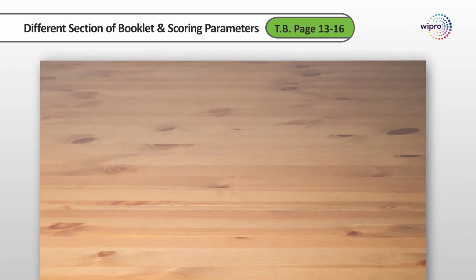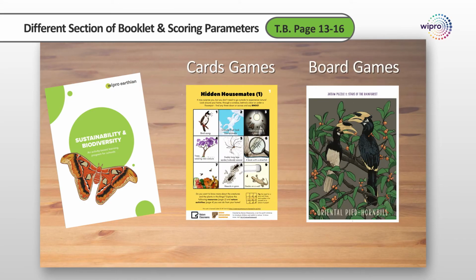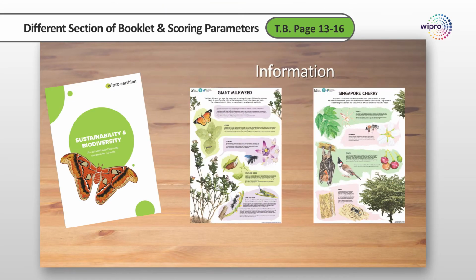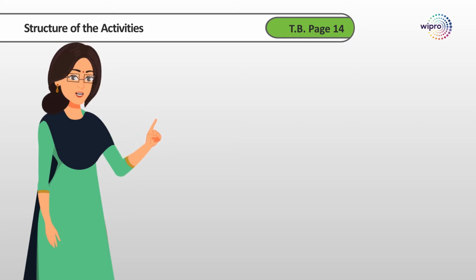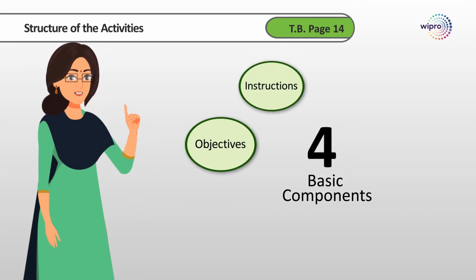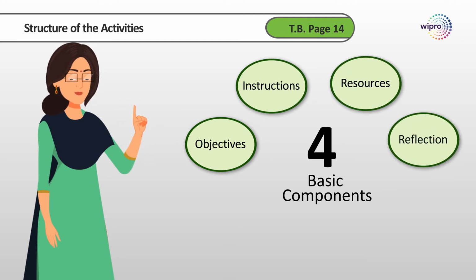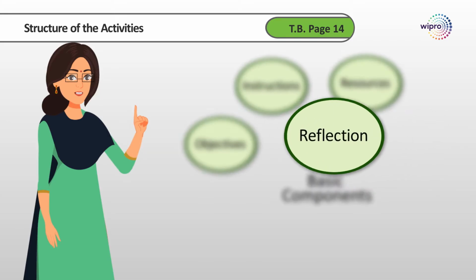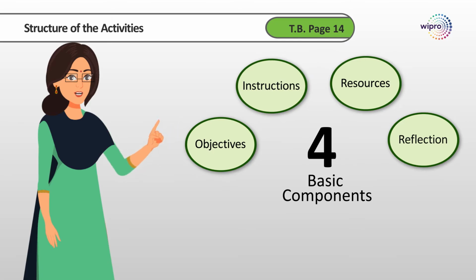In addition to these, the booklet includes various worksheets, card and board games, and information boxes to encourage students to think outside the box. The activities in the book are explained with the help of 4 basic components: objectives, instructions, resources, and reflections. Each activity ends with a reflection section with thought-provoking questions. Let's look at these 4 components in detail.